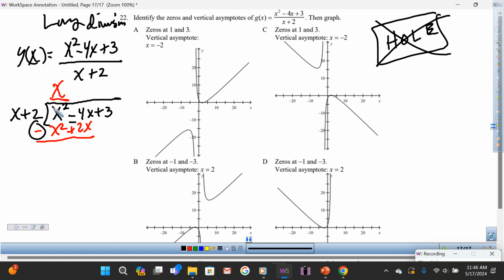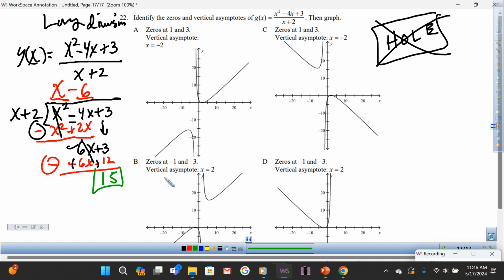Distribute. We're left with negative 6x. Bring down the 3. Positive. What number times x gives us negative 6x? Negative 6. So that is negative 6x, negative 12. Subtract. Distribute. Here, cancels. And we're left with 15.